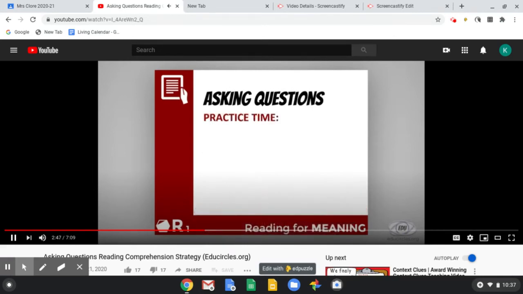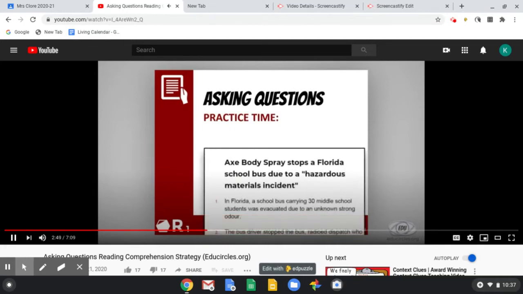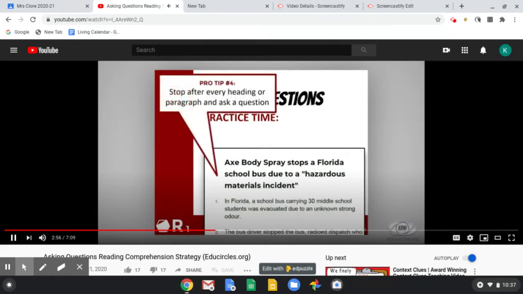Practice time. Here's a screenshot of the beginning of an article. Let's use the strategy asking questions before we read the entire article. We're going to stop after every heading or paragraph to ask a question to force us to think as we read.